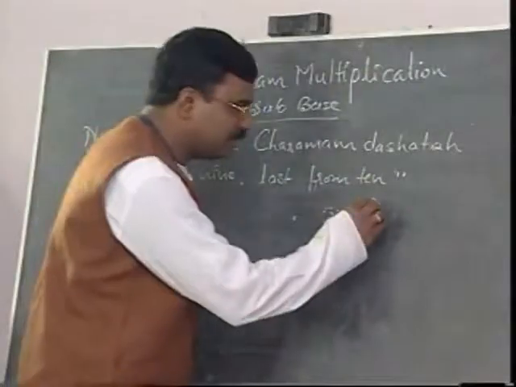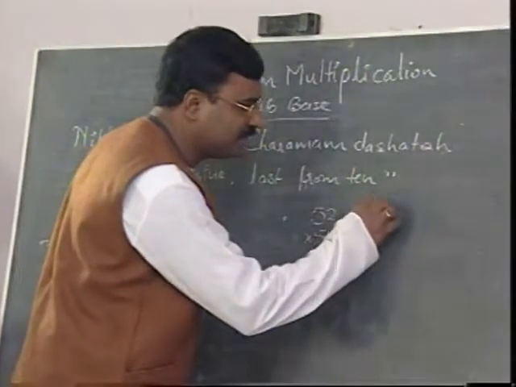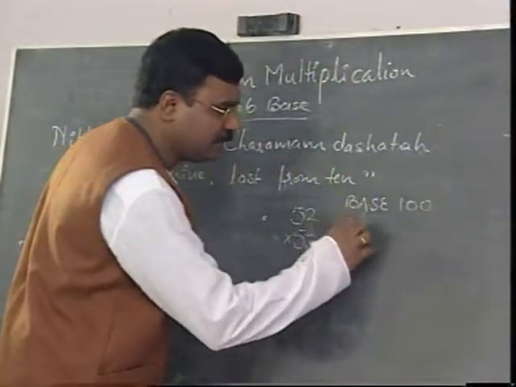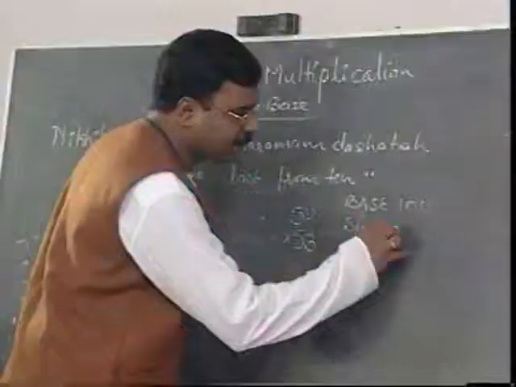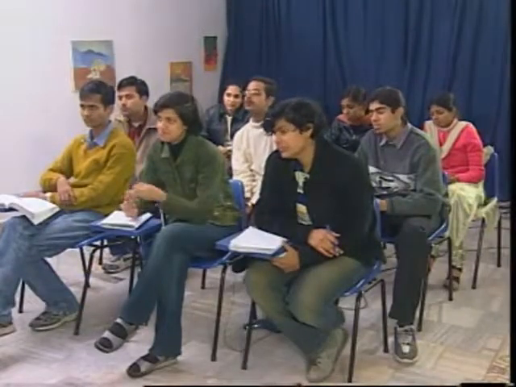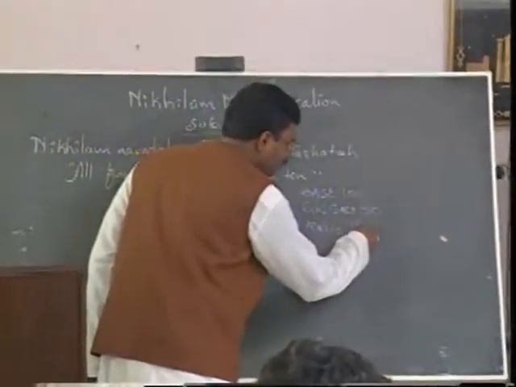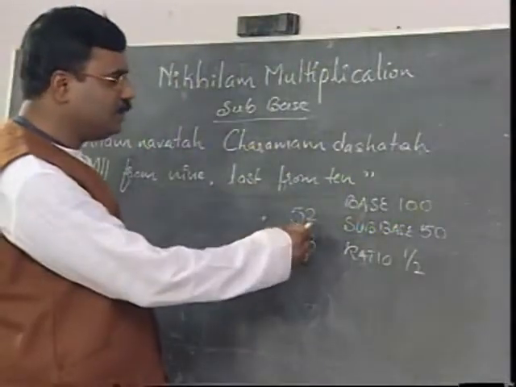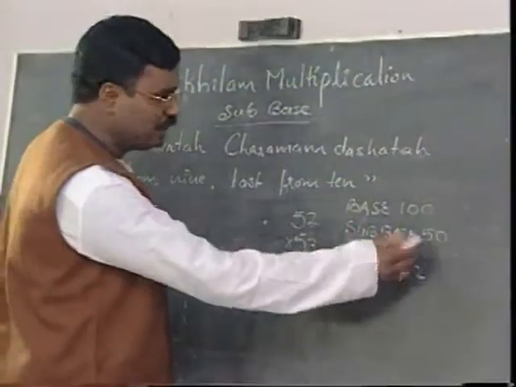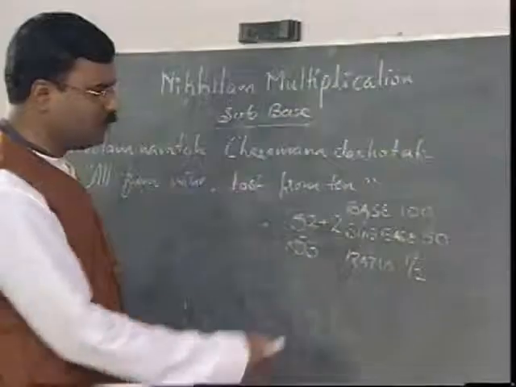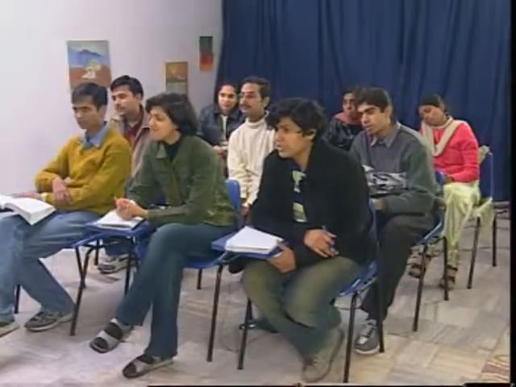Base is 100, sub base is 50. What is the ratio of these two? 1 by 2. Ratio is 1 by 2. If this is the case, what is the deviation? How much is more than the 50? 2. That means positive 2. Or how much is more in the 53? Plus 3.